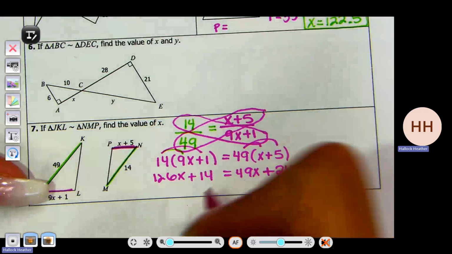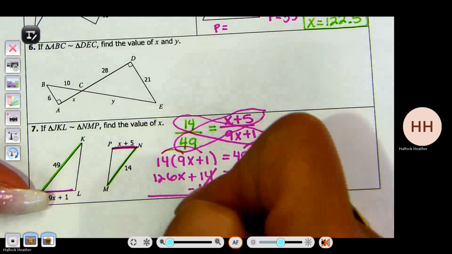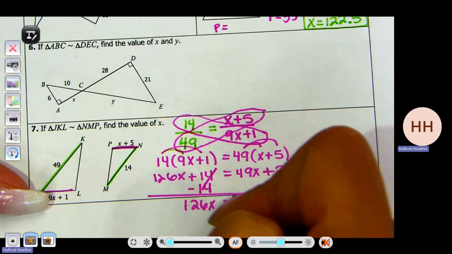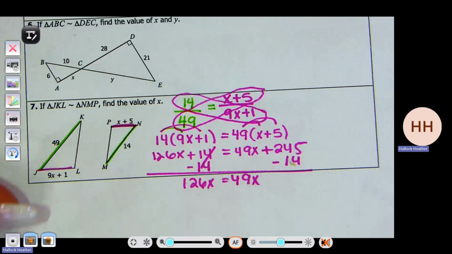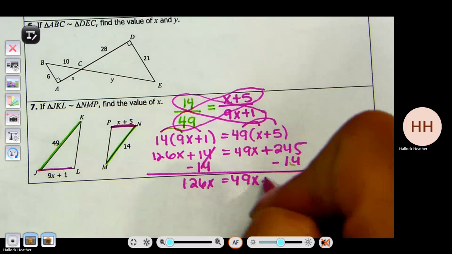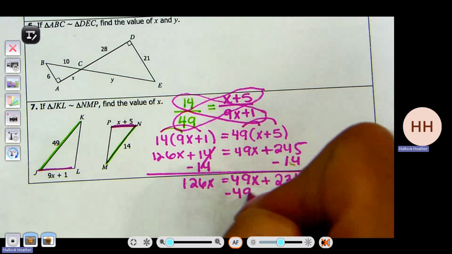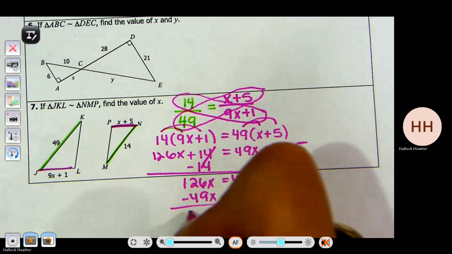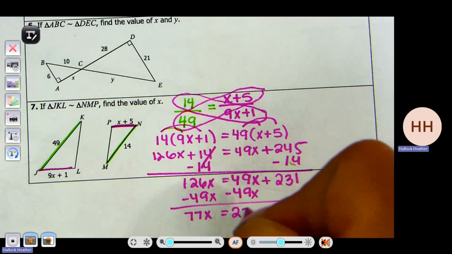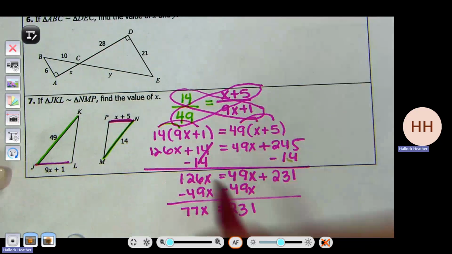14. So I'm going to minus 14. Get 126x equals 49x plus 245 minus 14, which is how much? 231. Then I'm going to minus 49x, and then I'm going to divide. 77x equals 231. So what is x? x equals 3.